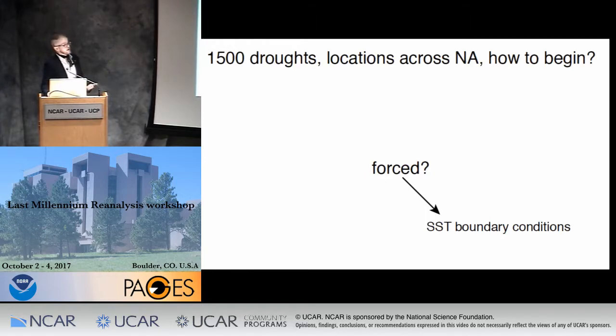So we got 1,500 droughts. They're not just in the Southwest. They're located all over North America. So how would we even begin to constrain the dynamics underlying these droughts? Self-organizing maps is a technique that probably a lot of people here are familiar with, but it actually works quite nicely for this purpose.